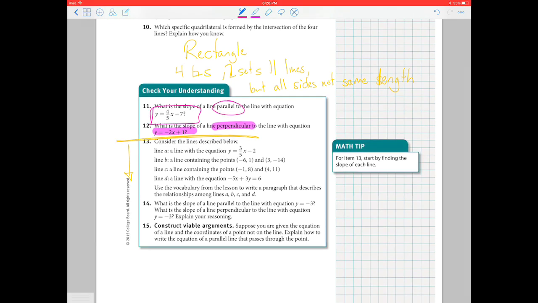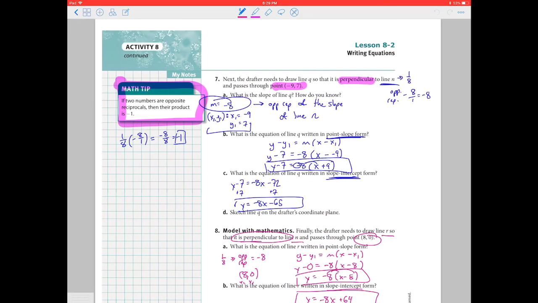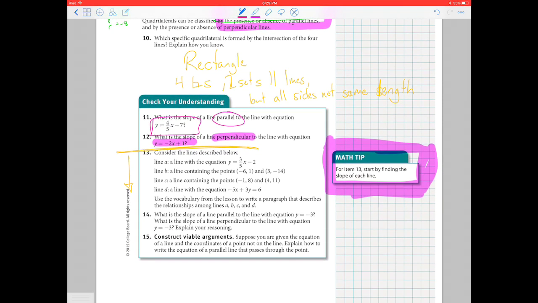Again, 13 through 15 are on the worksheet tomorrow that you have to do. But as a reminder, take this math tip seriously, and I will remind you on the worksheet itself tomorrow. You are getting asked to describe the lines below, so I'm asking you to do just like what we did up here. Do this for number 13. So find the slope of each. That's all you need to know. You don't even need to write a whole equation for this. Just find the slope of each.